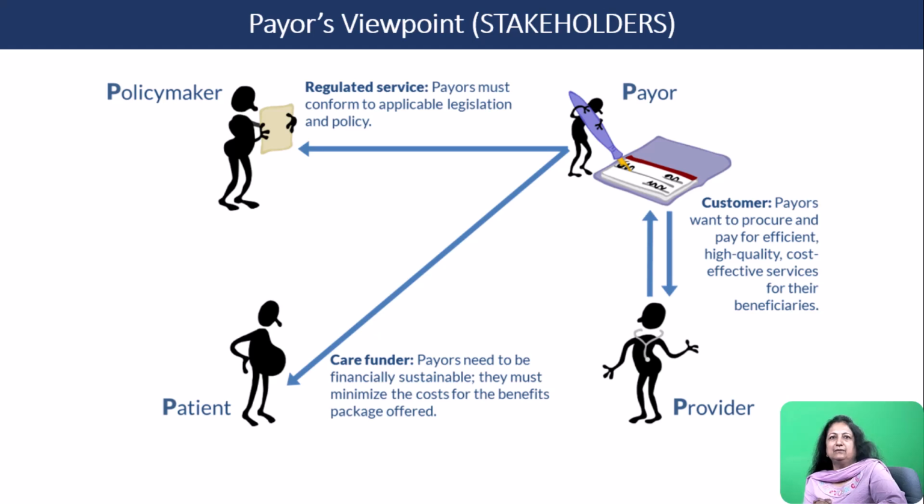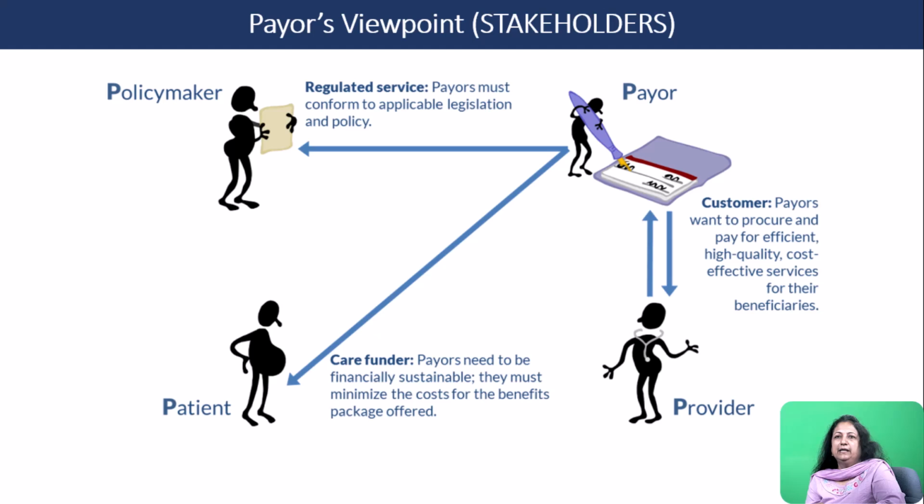So they are one level of customers. Payers want to pay for efficient, high quality care. The providers could be different groups, different hospitals, different types of healthcare organizations. And so we want to pay for high quality, cost effective services for our beneficiaries. Looking from payer to provider, there are two-way relationships, and that really happens.